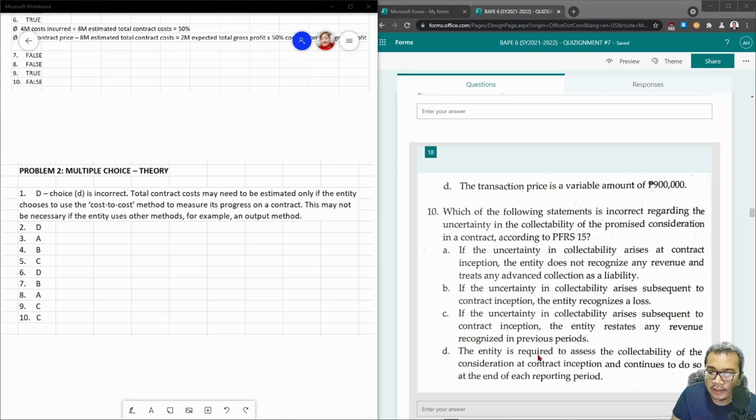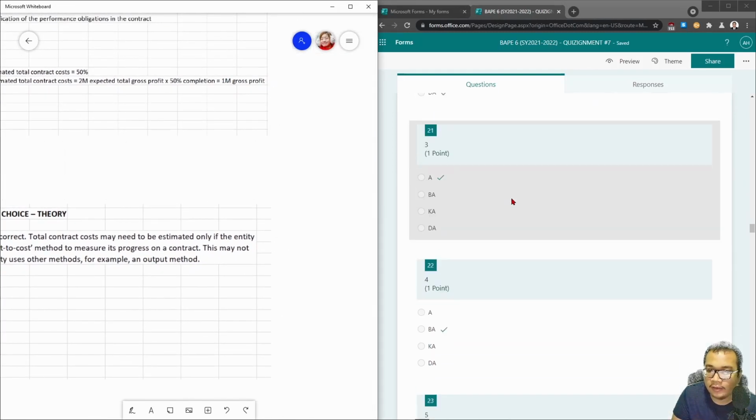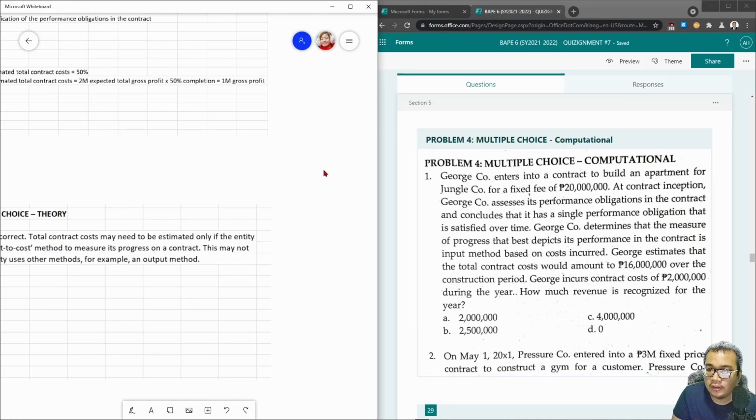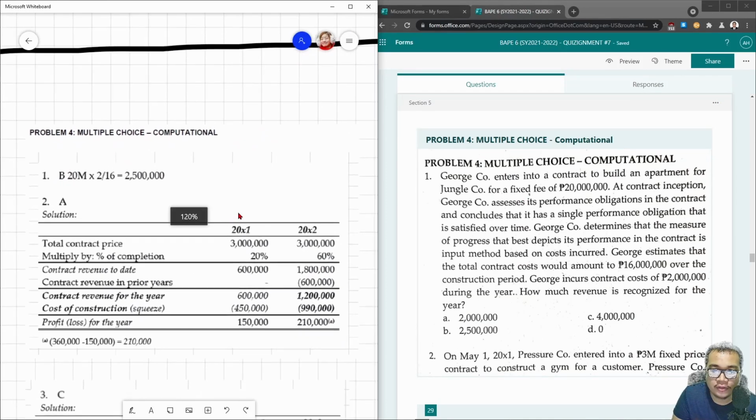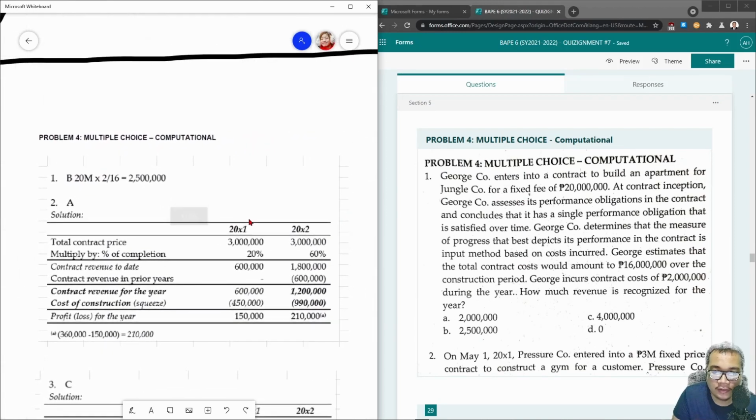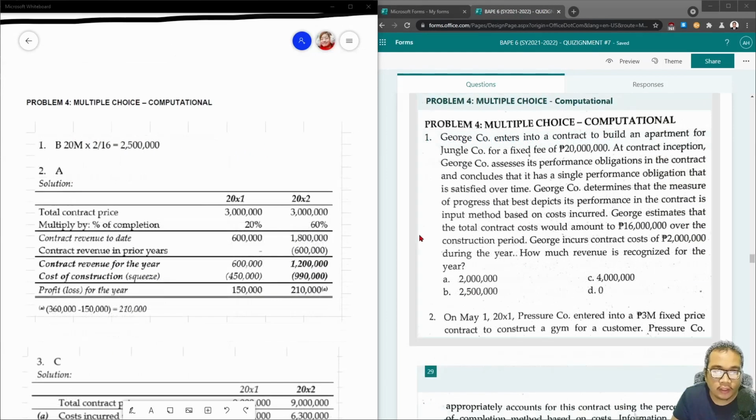Ito naman isa, letter D, the entity is required to assess the collectability of the consideration at contract inception and continues to do so. So letter C yung mali dito. Prospectively kasi dapat. So with that said, let's go to number problem. Sa Quizignment nyo, under problem 4, multiple choice, computational. So ito, mahaba to. Okay, going problem 4, multiple choice computational.